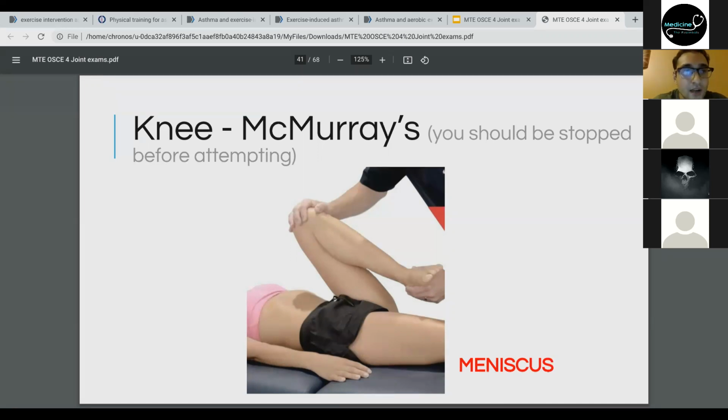You then slowly extend the leg, straightening very slowly because it's extremely sensitive even if you have a normal meniscus. In a patient with a damaged meniscus, it is excruciatingly painful and a very good test for meniscal tear, if not completely fun for the patient. Is that a little bit clearer?